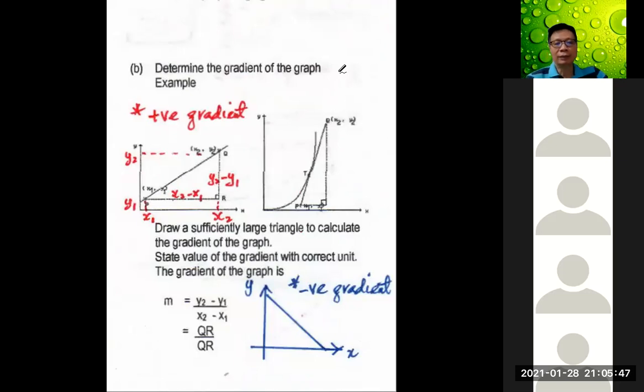What is the meaning of gradient? Gradient is the steepness of the graph. Steep, S-T-E-E-P. In Bahasa we say jerun. In Chinese we say 斜度。它的斜度是多少？那个山坡的斜度是多少？那个 graph 的斜度 gradient keturunan.